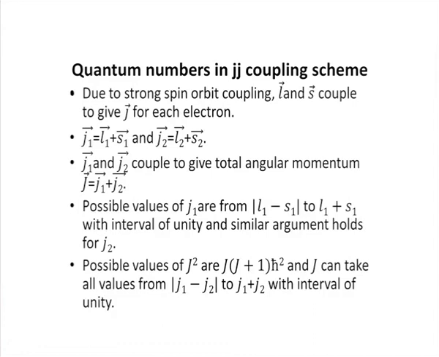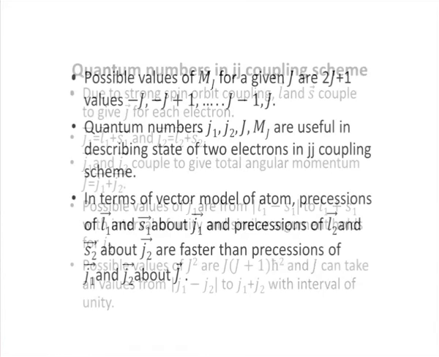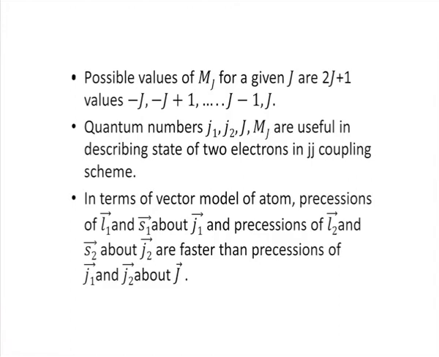Earlier you had L1 and L2 combining to give L, S1 plus S2 combining to give S, and then L plus S combined to give J. Here you have L1 and S1 combined to give J1, L2 and S2 combined to give J2, and then J1 plus J2 again combined to give capital J. So, this is the difference between two types of coupling. Possible values of Mj for a given J are 2J plus 1 values, from minus J to plus J, spaced by unity. Then quantum numbers J1, J2, J, Mj are useful in describing the state of two electrons in JJ coupling scheme.